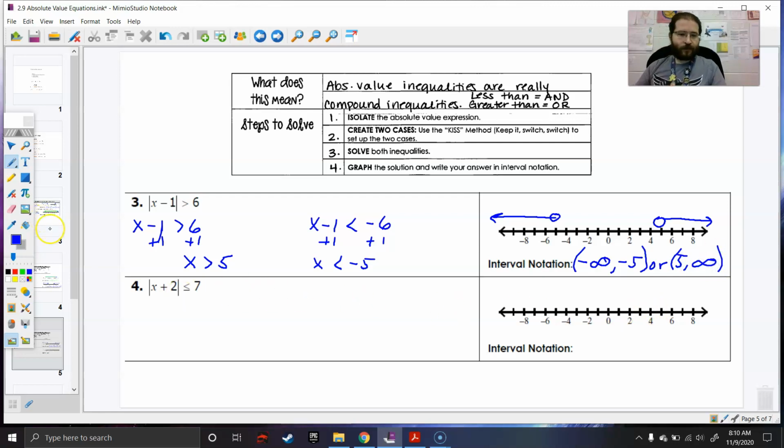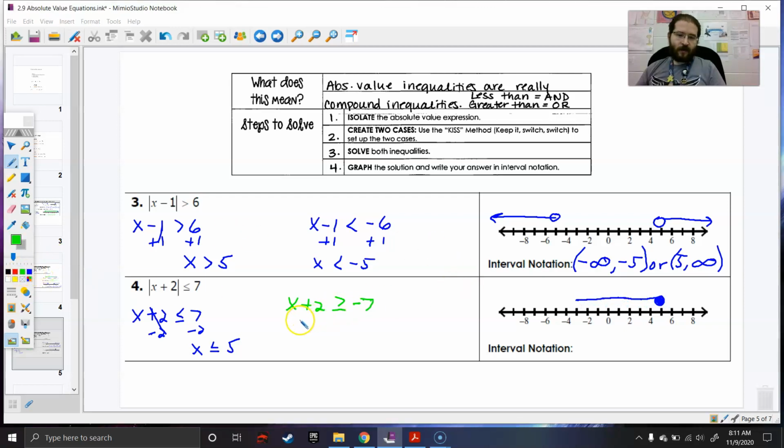All right. Let's try our next one. This is less than. So this is going to give us an AND statement. So they're going to meet. So our first case. Then our second case. All right, let's solve. So we're going to subtract 2 from each side. So x is going to be less than or equal to 5. So we have 5. It's going to go this way.